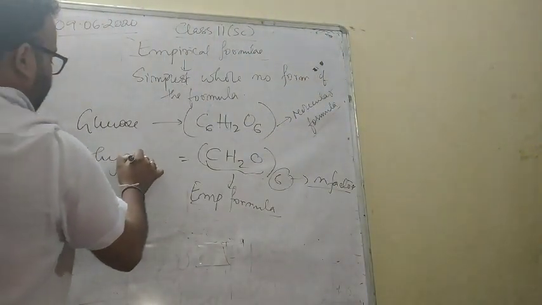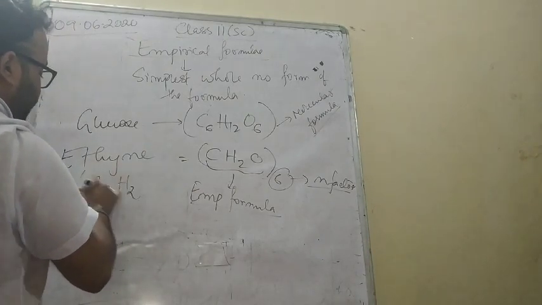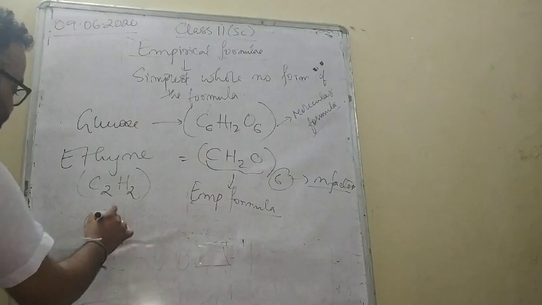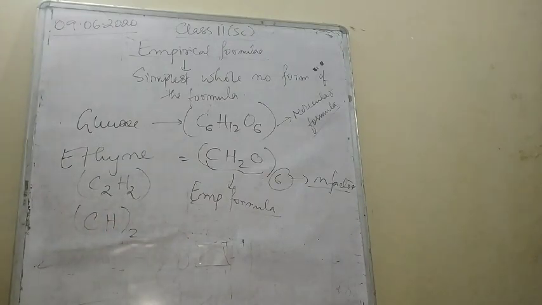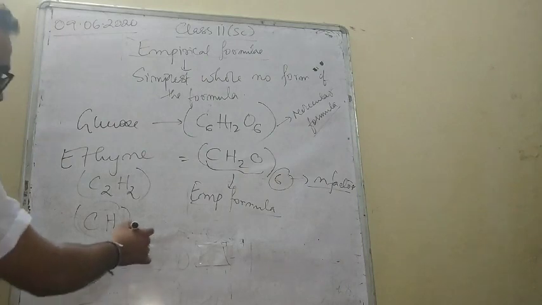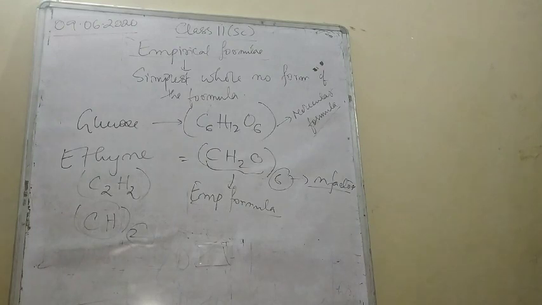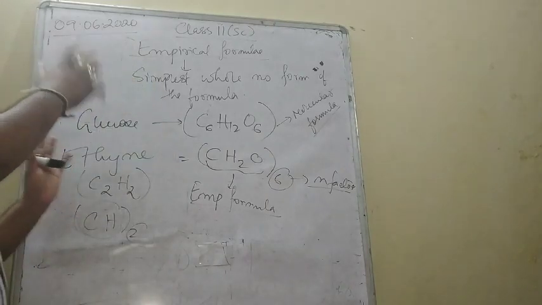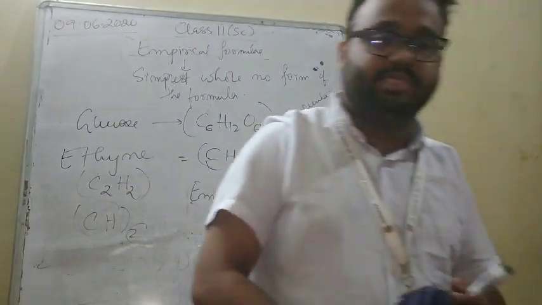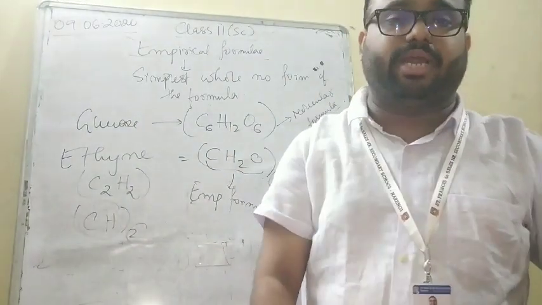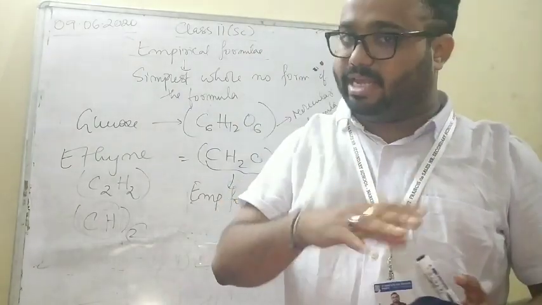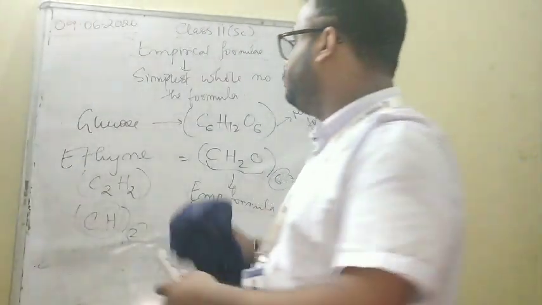For example, if I take ethene, it is C2H4. So I can write this as CH2. So CH2 will be the empirical formula and 2 will be the n factor. So this is the meaning of empirical formula. Empirical formula means writing the molecular formula in a very shortcut manner. Now how to take out empirical formula, that we will discuss now. The steps are given in the notes. I'll give you. You see the procedure.